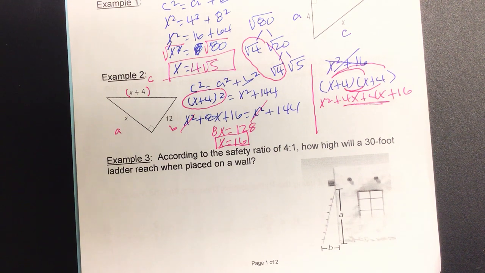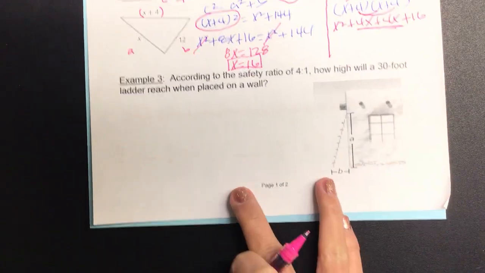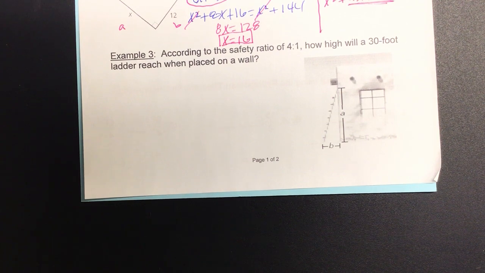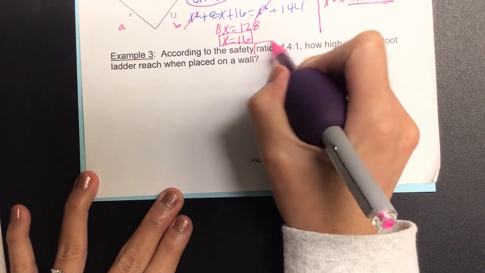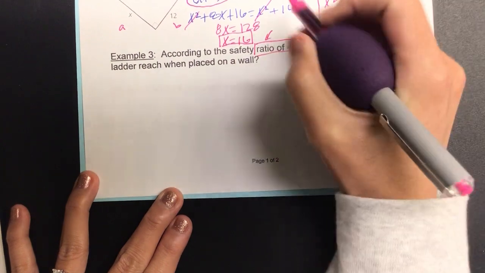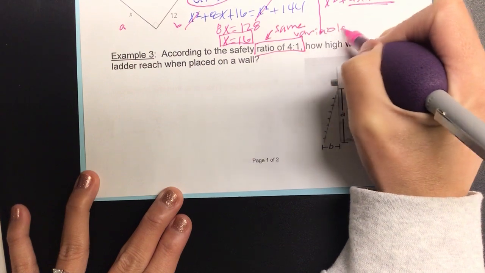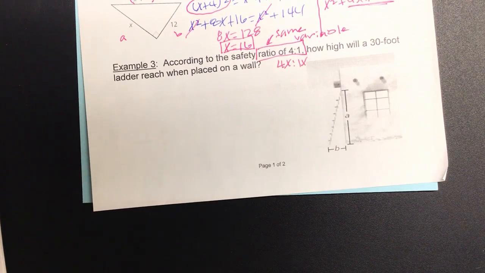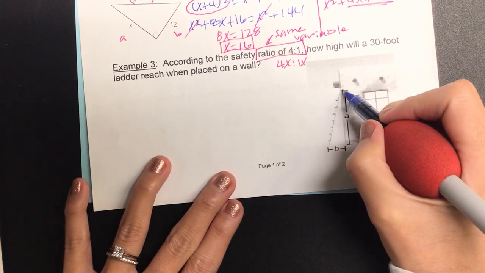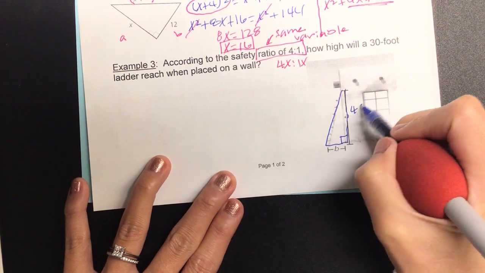All right, let's do example number 3. Chapman, will you read number 3, please? According to the safety ratio of 4:1, how high will a 30-foot ladder reach when placed on a wall? So anytime you see a ratio, that means we have the same variable. So again, point at ratio and write on there same variable. So really in the end, it's 4x to 1x. So let's go ahead and label them. So I have this right triangle. And 4 to 1 will be 4x to 1x.